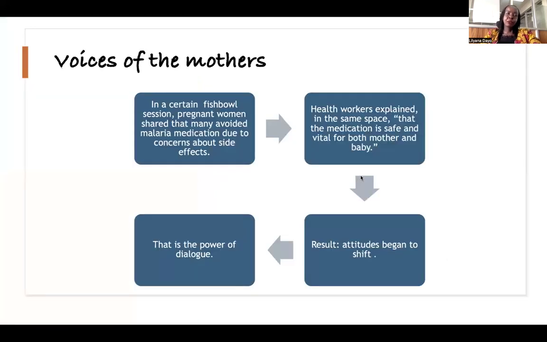In a certain fishbowl session, pregnant women shared that many of them avoided malaria medication due to concerns about the side effects it came with. Healthcare workers explained in the same space that the medication was safe and important for both the pregnant woman and the unborn child. After some time, the attitudes of the pregnant women and community members began to change, and there was a noticeable increase in the uptake of the malaria control interventions in the health facility. That is the power of dialogue.